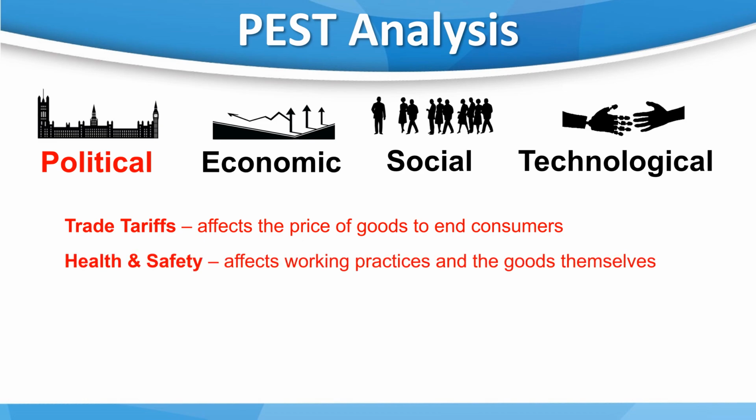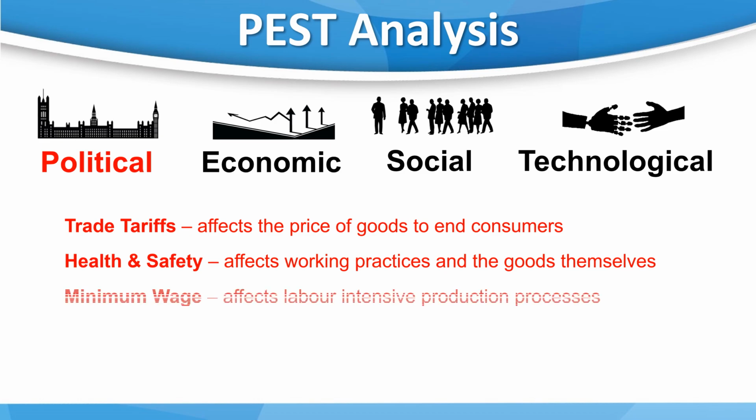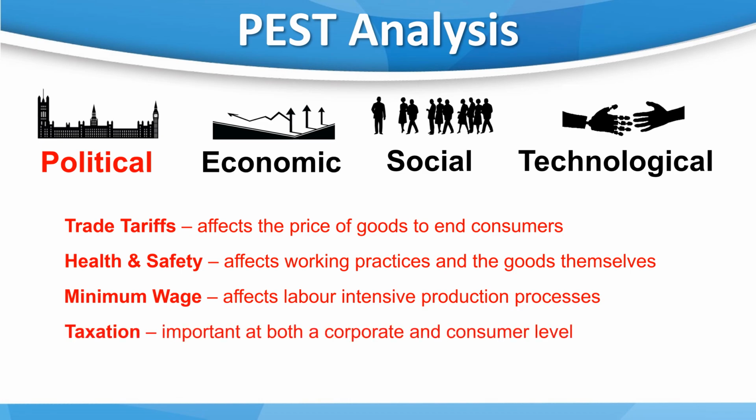Health and safety laws might affect whether products are accepted in a particular market or have an impact on an overseas workforce. Changes in the minimum wage may make labour-intensive products more expensive to produce. And of course tax, which not only affects how much a business may pay directly, but also how much disposable income their consumers will have.